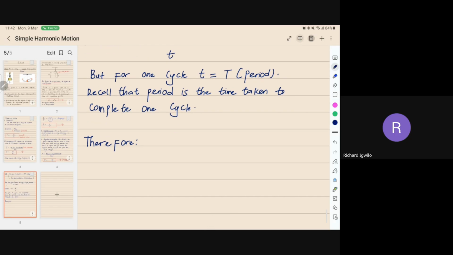All right. So W is equal to, it will not be what? 2 pi. Okay, beautiful. Well done. Full attention, okay? 2 pi all over T.